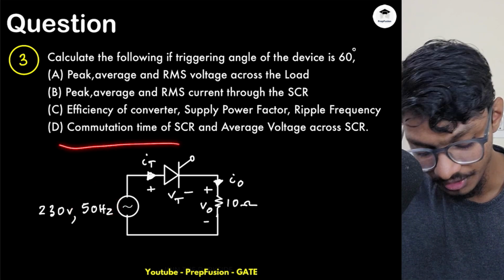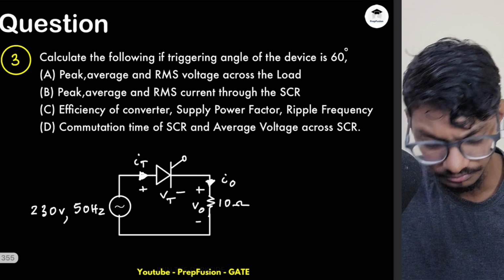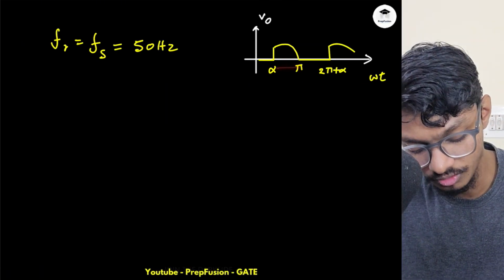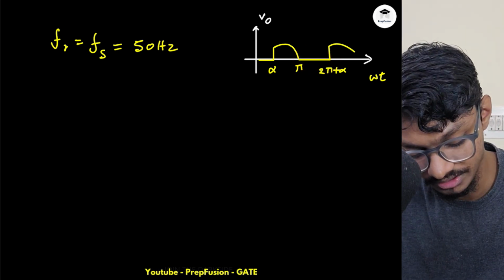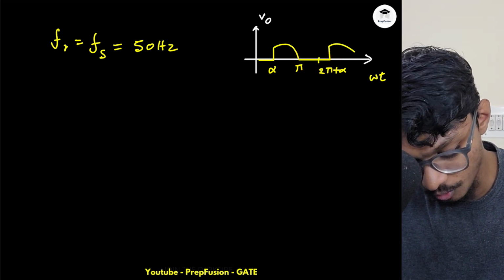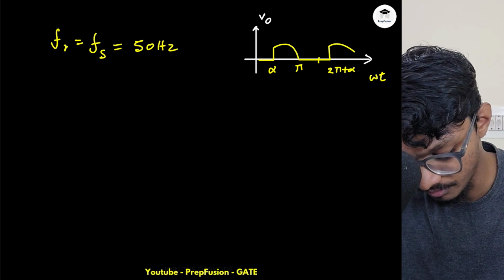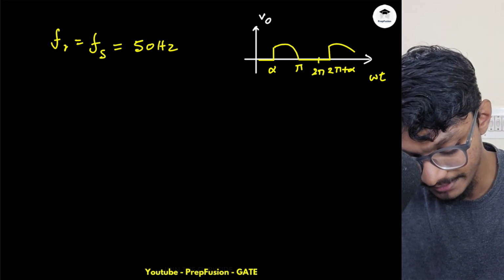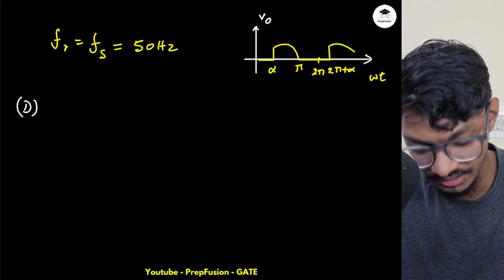Next is the commutation time of the SCR. What is the commutation time? Commutation time means for how much amount of time it is in the reverse blocking mode. This is the part where it is in the reverse, up until 0 to 2 pi, because after that it shifts to forward blocking mode. So not 0 to 2 pi, sorry, from pi to 2 pi. From pi to 2 pi, it is in the reverse blocking mode.